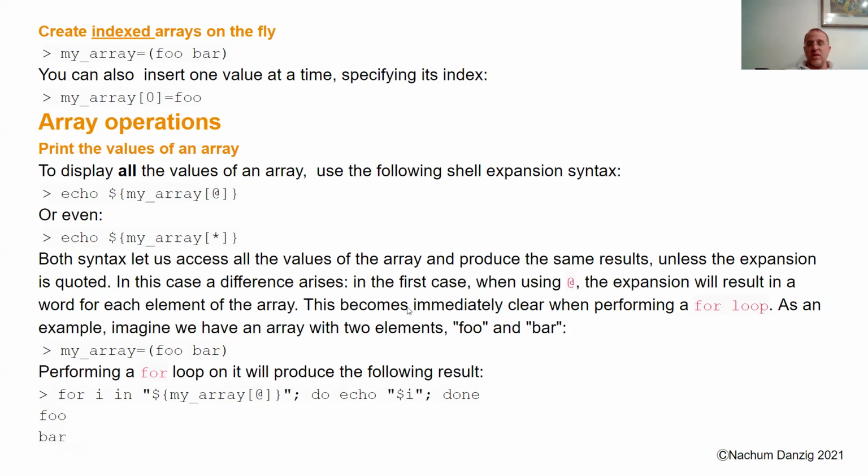This becomes immediately clear when performing for loops. As an example, imagine we have an array with two elements, foo and bar, like this. So if I do a for loop with quotes here, I will get, with the ampersand, what I want. I'll loop through all the elements of the array. Excellent. That's what I intended, right?